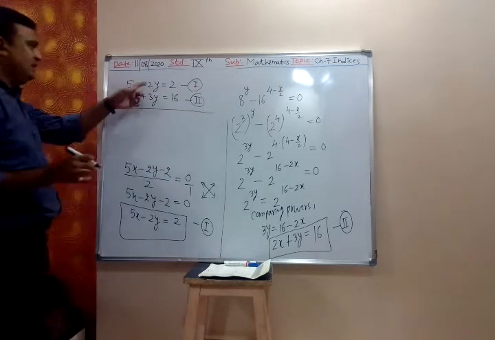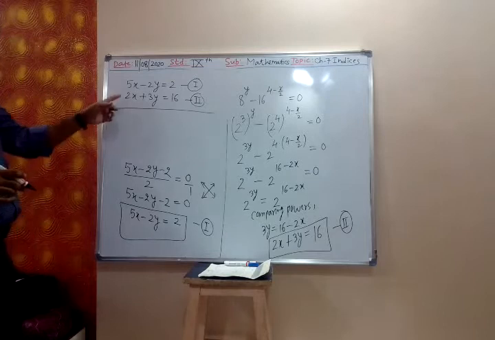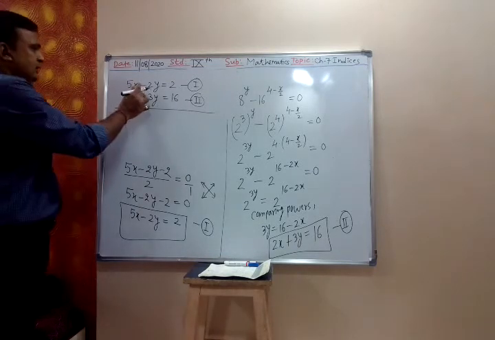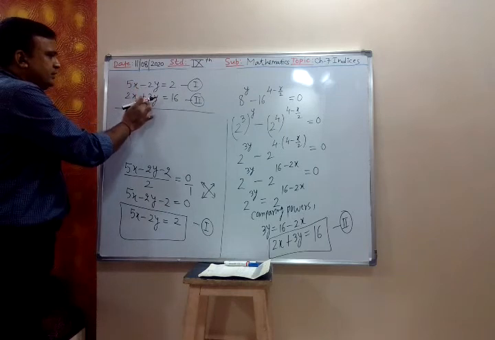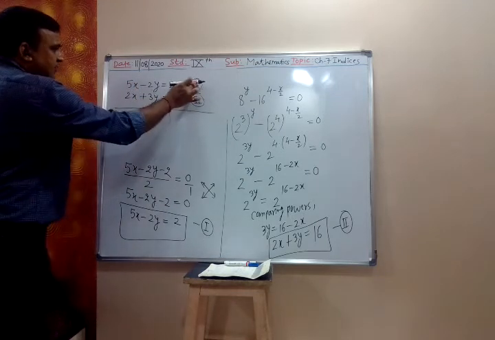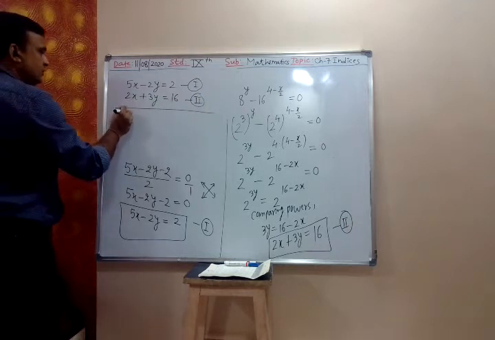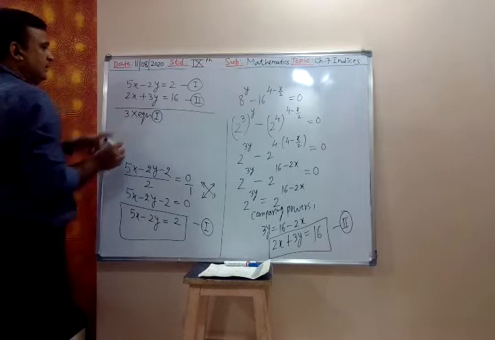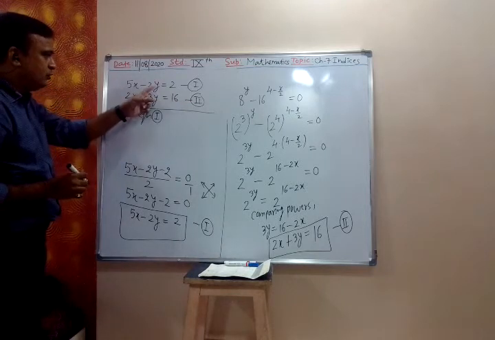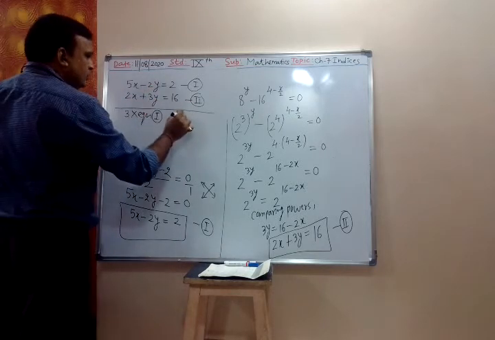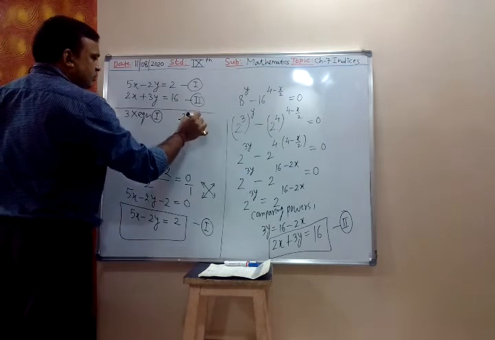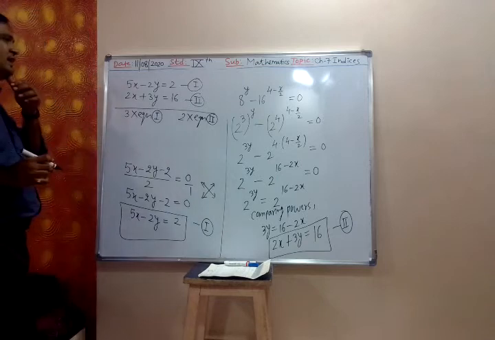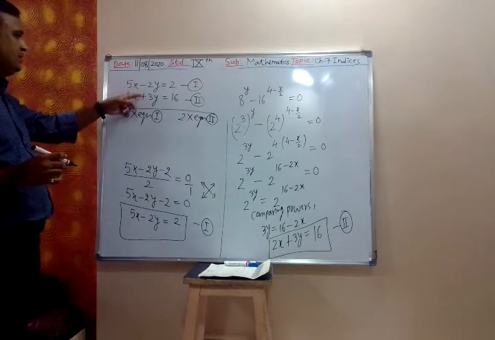Now let us equate the coefficient of y. They have opposite sign, minus plus, so we have to add. This coefficient is 2, this coefficient is 3. So I will multiply equation 1 by this coefficient, 3. So 3 into equation 1. Then I will multiply equation 2 by this coefficient of y, 2. So 2 into equation 2. Yes, they have opposite signs, so I will add.